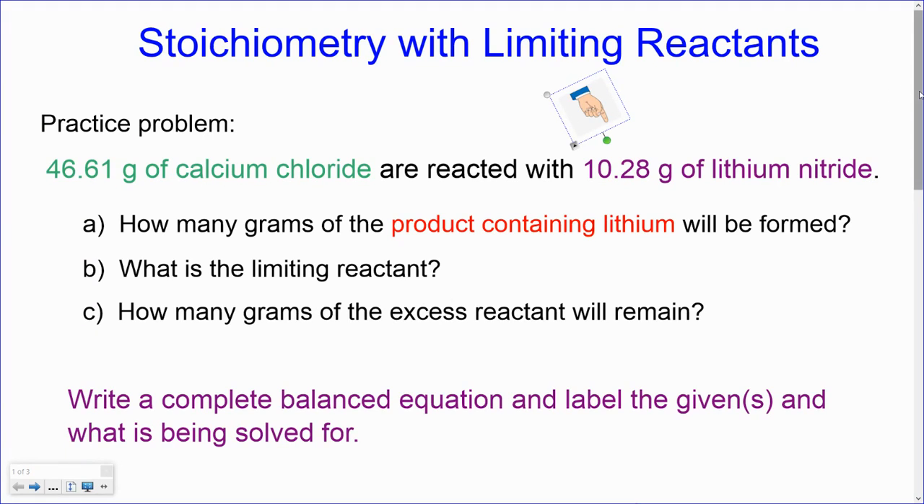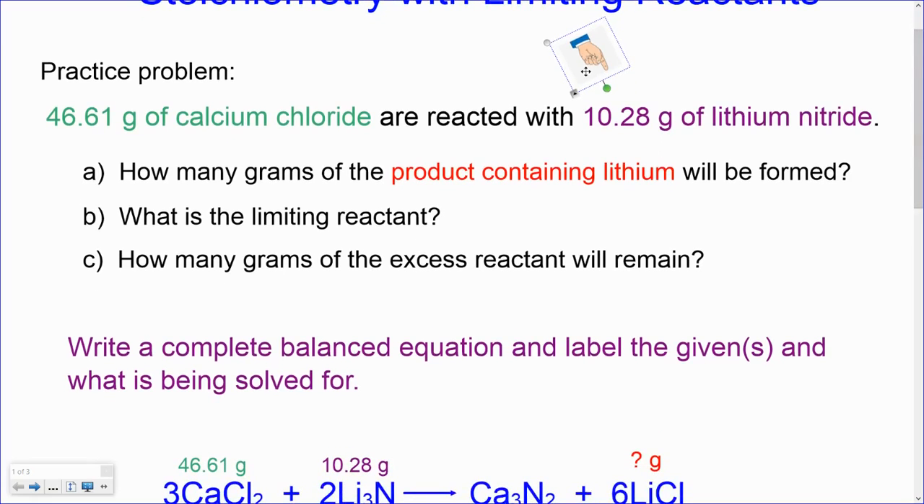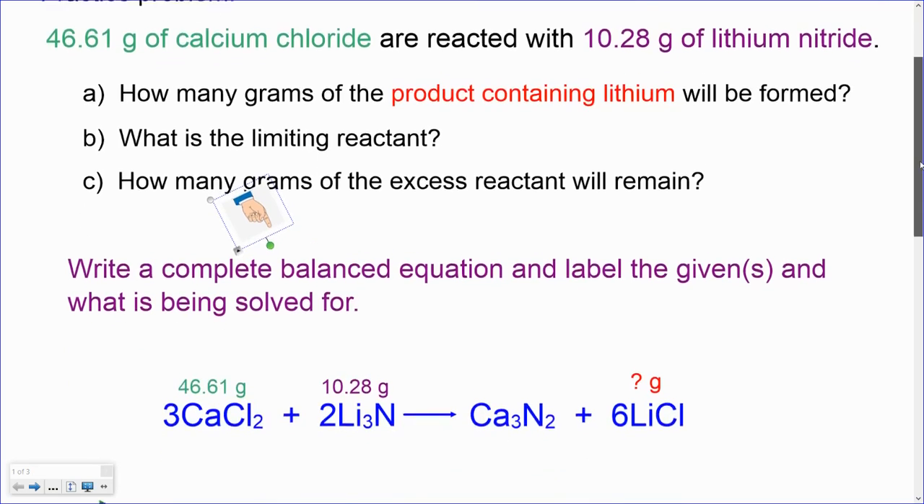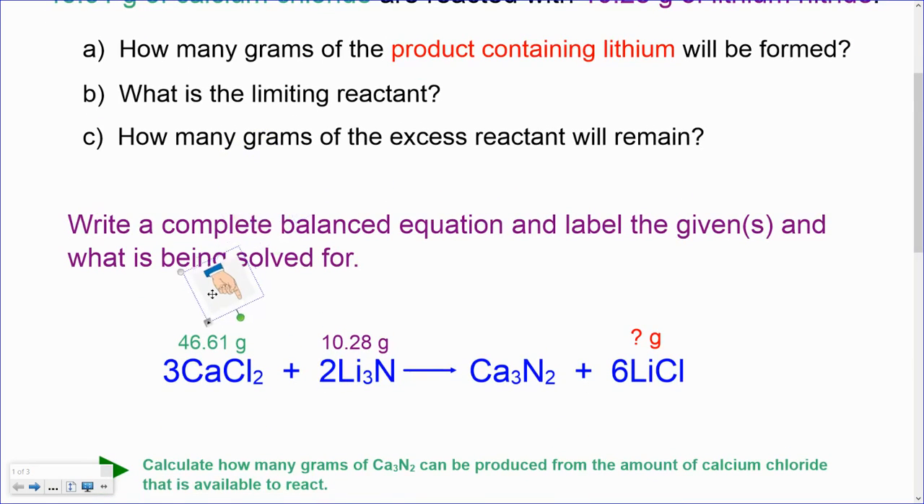So in all stoichiometry problems, our first step is to write a complete balanced equation. So this is a double replacement reaction. And here's the correct equation. Calcium chloride and lithium nitride are going to form calcium nitride and lithium chloride. Now the question is asking us how many grams of the product containing lithium will be formed. That's referring to this one here.